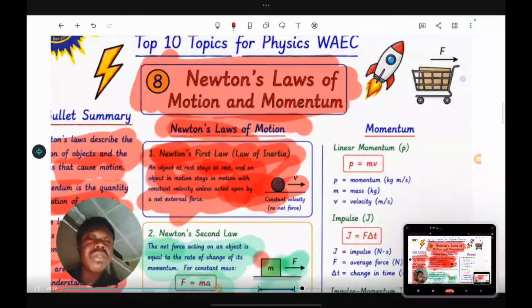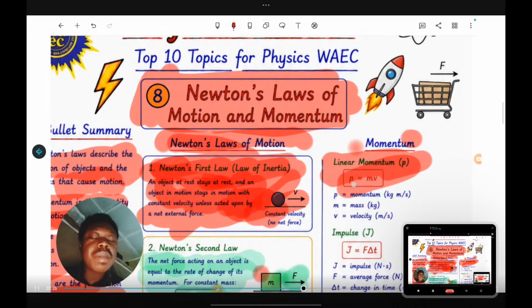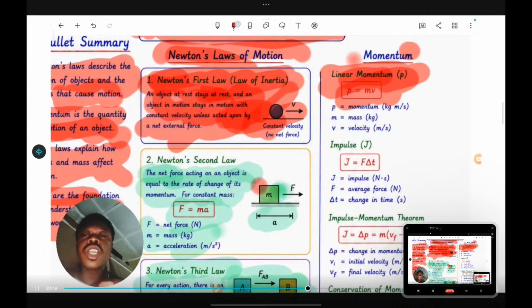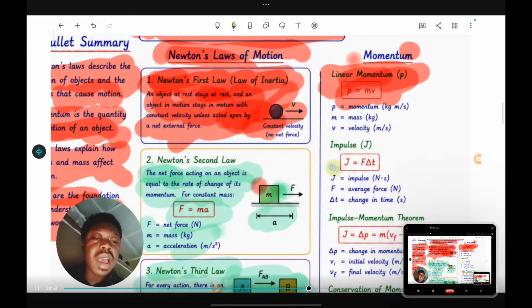Now, let's look at the momentum formula quickly. Linear momentum is represented by P, and P equals mv, so that P is momentum in kilogram meters per second, m is mass in kilograms, and v is velocity in meters per second. After momentum, we have what we call impulse. Some textbooks use the letter I to represent impulse, but here we are using J to represent impulse. Please take note of this.